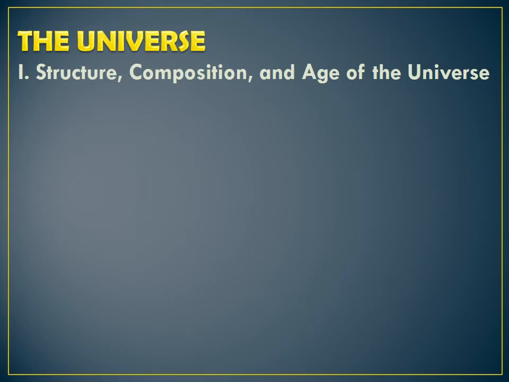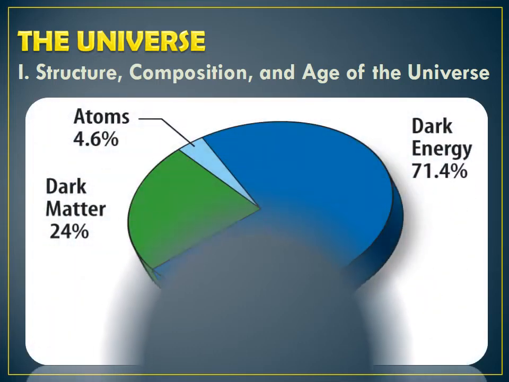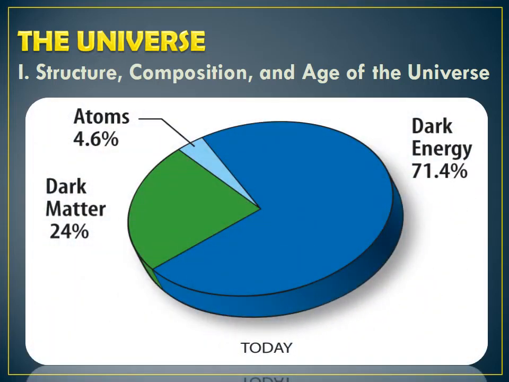To begin with the lesson, let's talk about the structure, composition, and age of the universe. The universe as we currently know comprises all space and time and all matter and energy in it. It is made of 4.6% baryonic matter, or that comprises the atoms, 24% of dark matter, and 71.4% of dark energy.